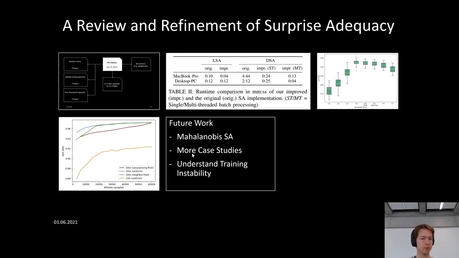We want to test more case studies. So far, it's only MNIST. If we get to more challenging data sets, we may actually find different results. And then lastly, we want to get a better understanding of this training instability. We want to see which hyperparameters are particularly interesting for training instability, and we want to investigate for different data sets how many reruns of the experiments we need to get statistically stable results.